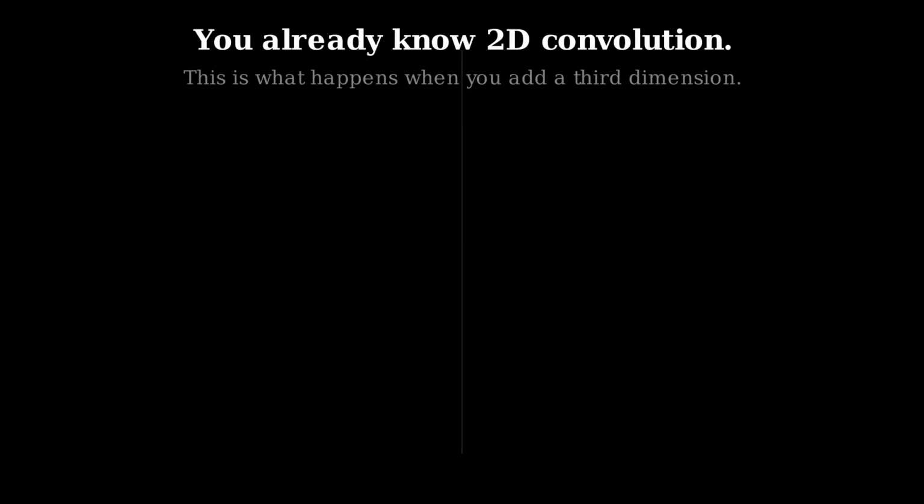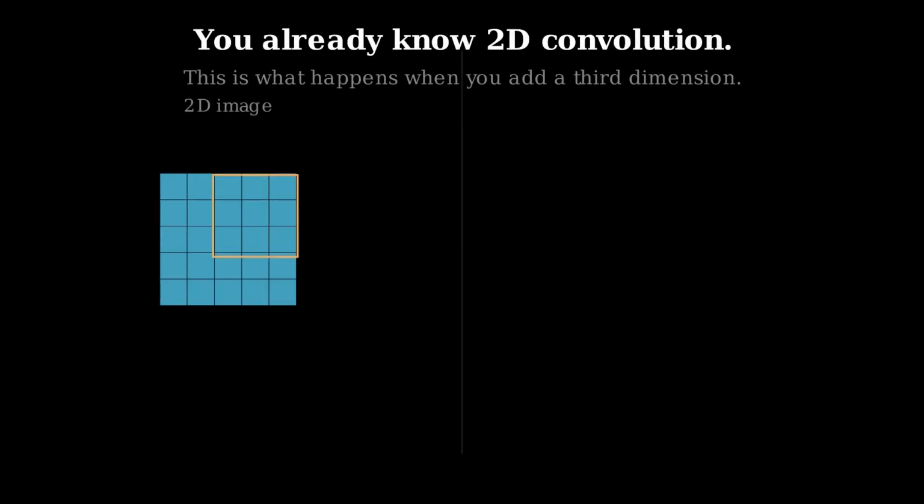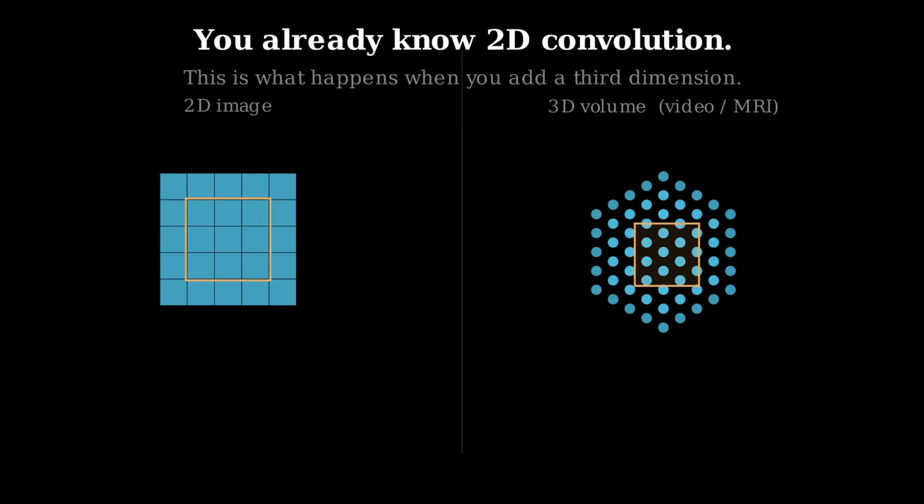You already know 2D convolution. A small filter slides over an image, multiplying and summing at each position. 3D convolution is the same idea. The kernel just has depth too. It captures space and time at once.